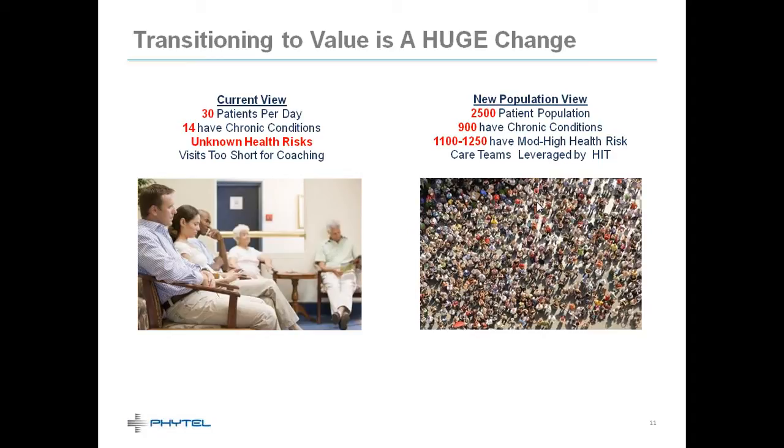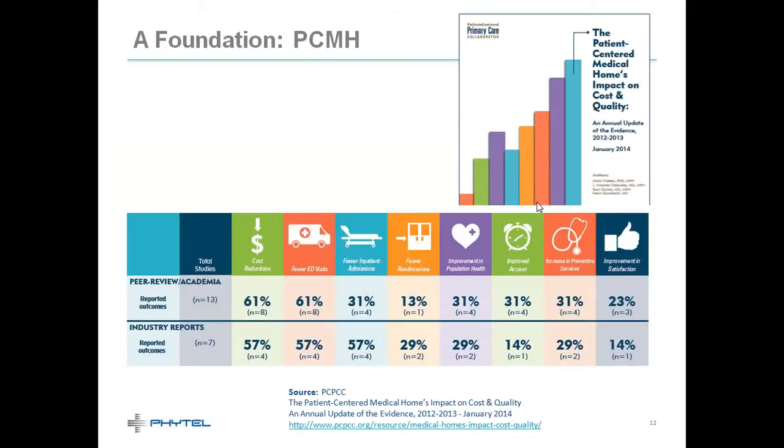Transitioning to value is a huge change as shown here. But the reality is that most organizations have not reached the tipping point between these 2 views, meaning that most organizations are straddling between different incentives for different cohorts of patients based on their payers, and at the same time they're still rolling out patient-centered medical homes and population health management tools and processes. So people are doing both fee-for-service and population health simultaneously. Next one.